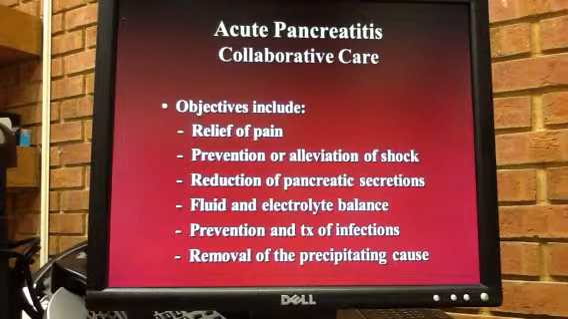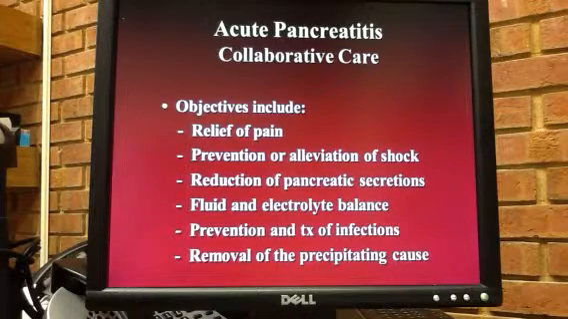Under collaborative care, the objectives for care include relief of pain, prevention or alleviation of shock, reduction of pancreatic secretions. Think about what it is that stimulates pancreatic secretions. Clearly, the person with acute pancreatitis is going to be NPO, because we don't want the intestine or the GI system to be stimulating the pancreas to release more secretions. Fluid and electrolyte balance is really important. IV fluids will be managed. Electrolytes will be managed.